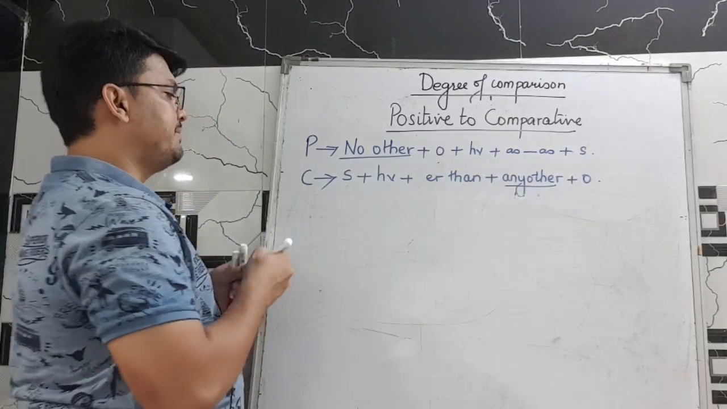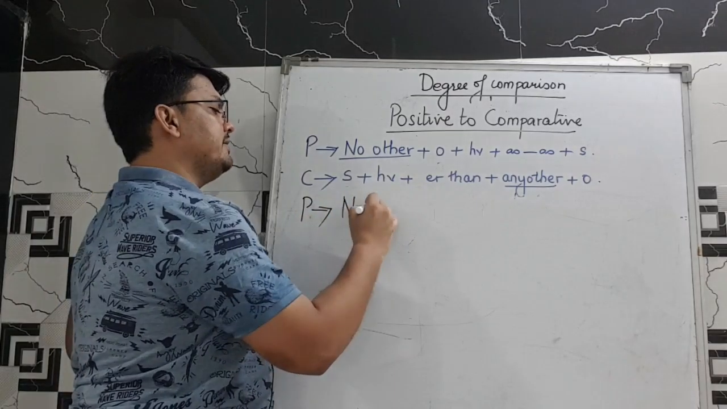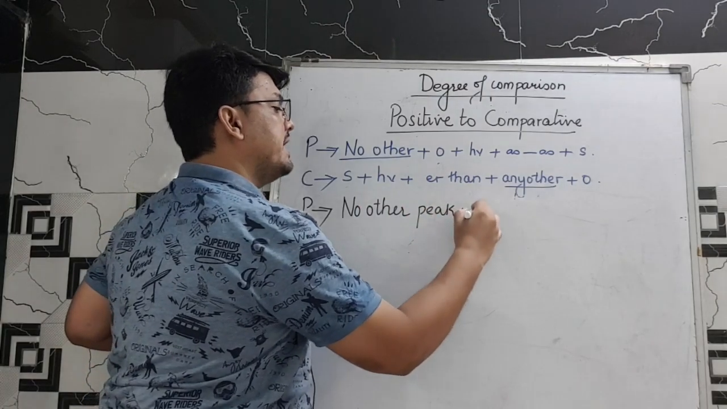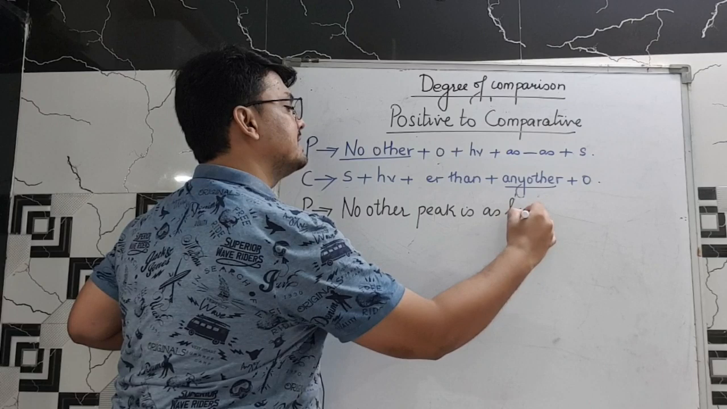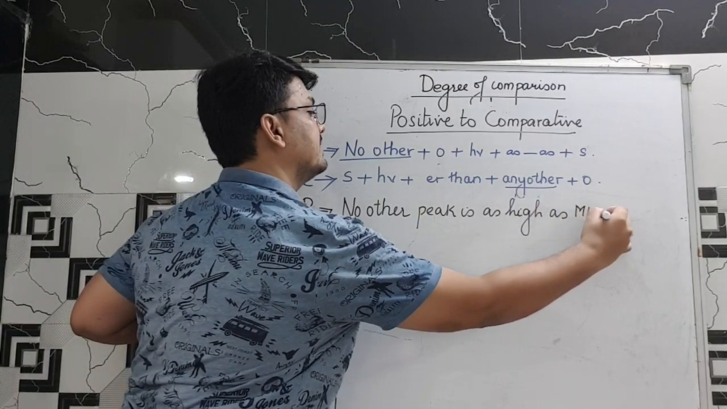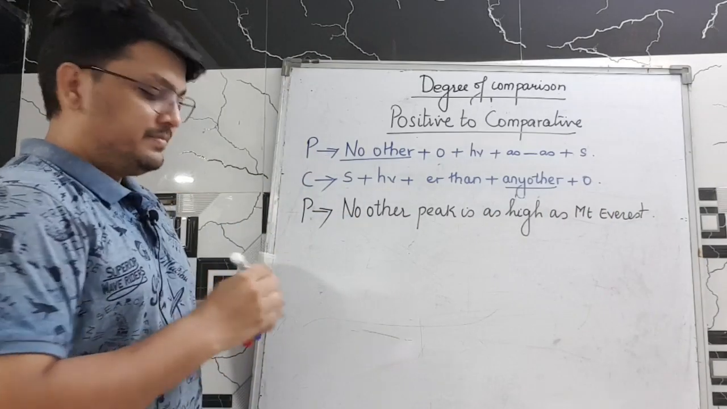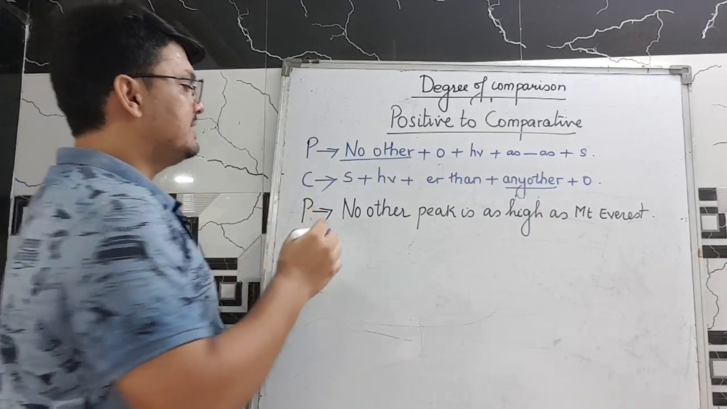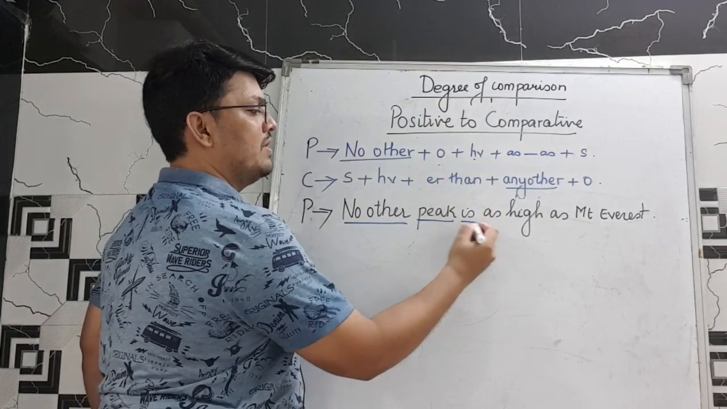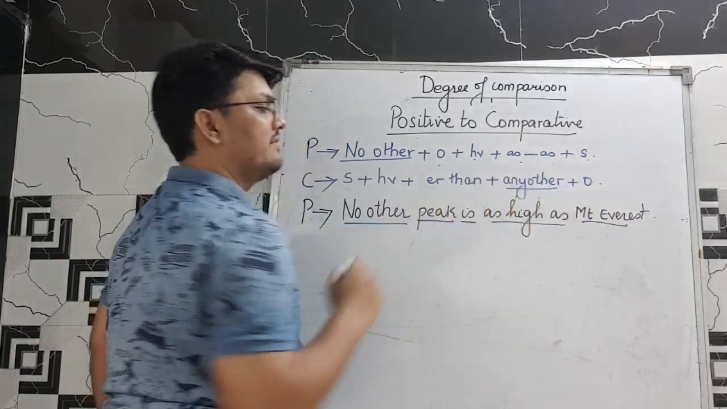Let's take an example. Positive degree. No other peak is as high as Mount Everest. First we will analyze the sentence. It started with no other, then helping verb, as positive degree. And we can see subject Mount Everest.